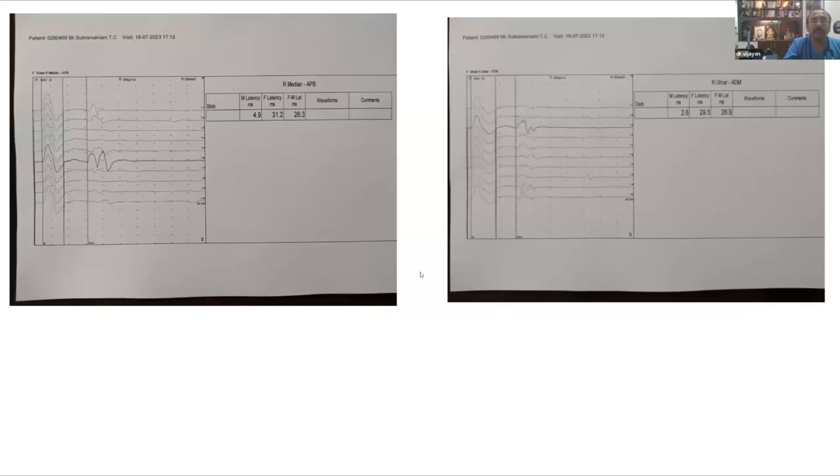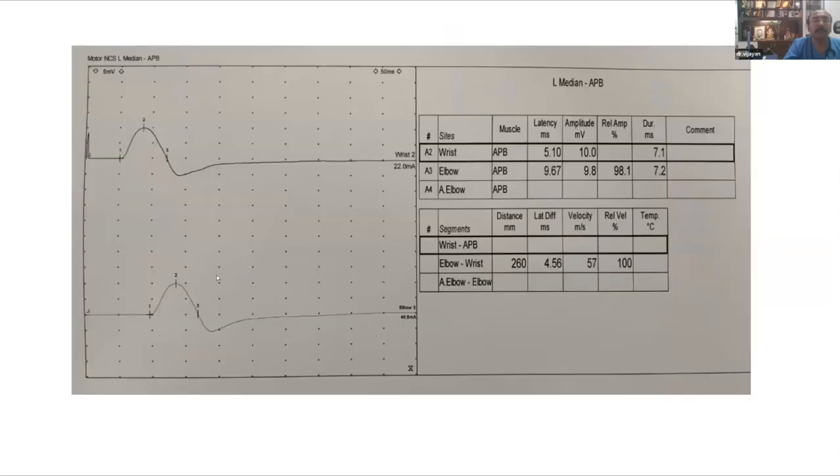Now I'll just go. You can see this is the distal motor latency. If the distal motor latency is more than 4 milliseconds, then it's usually diagnostic of carpal tunnel syndrome. It's not necessarily that it should be 4 milliseconds. I'll go on later. I use these two parameters.